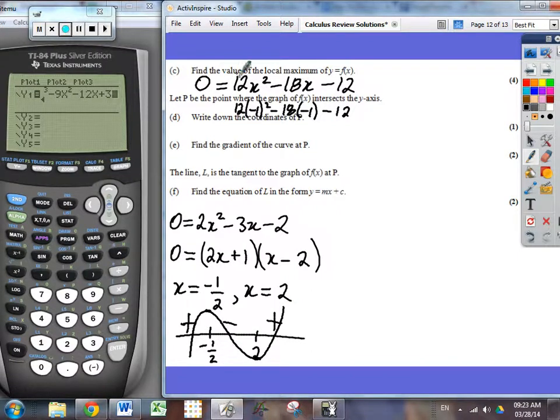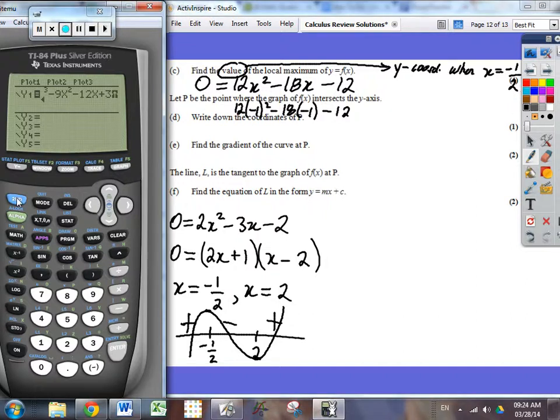So it says find the value of the local maximum. The value is the y-coordinate. That's what the word value means. So we need to find the y-coordinate when x is equal to negative 1/2. So let's substitute negative 1/2 back into the original function. A quick way of doing that, because I've already entered it here, would be to say second calc, and let's find out what the value is of the function. So value when x is equal to negative 1/2.